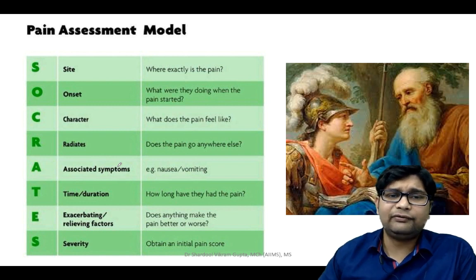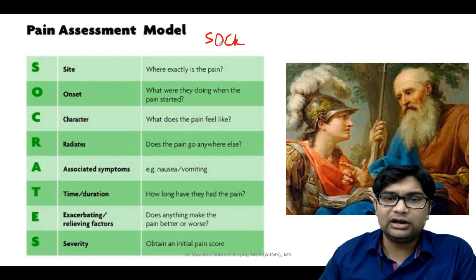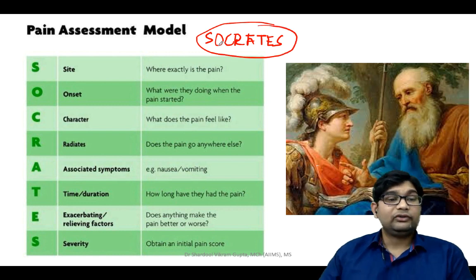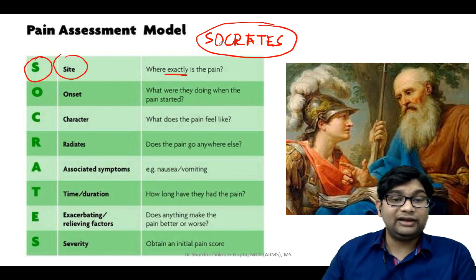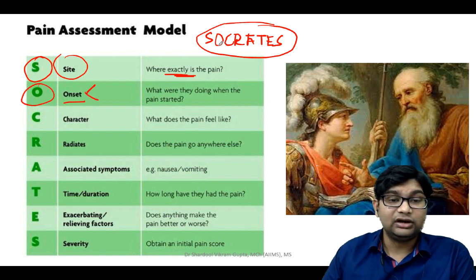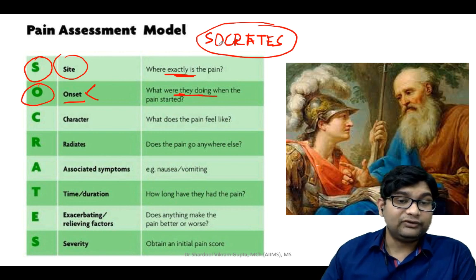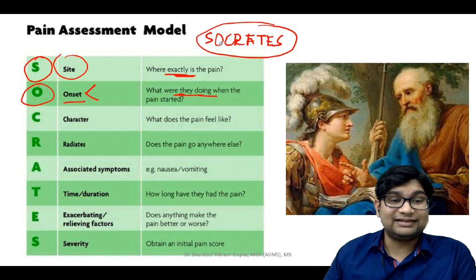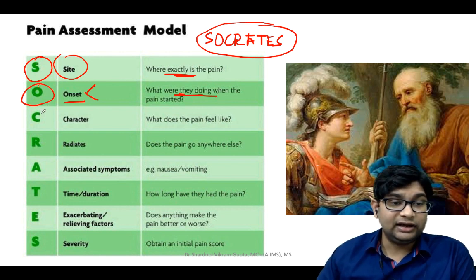So this is a mnemonic for assessment of pain, for history taking of pain. Socrates, the Greek philosopher, so the acronym is made on his name. S stands for site, so where exactly the pain is. O is onset, mode of onset and time of onset. What was the patient doing when the pain started? So what was the mode of onset, what is the site of onset, and what was the time when the pain started? And then the character of the pain.